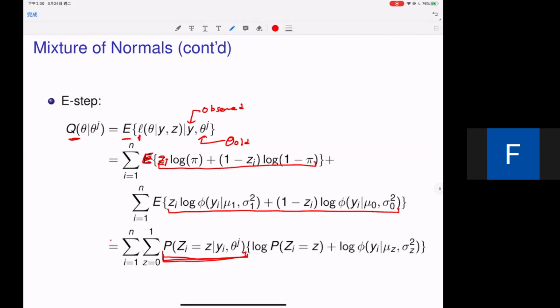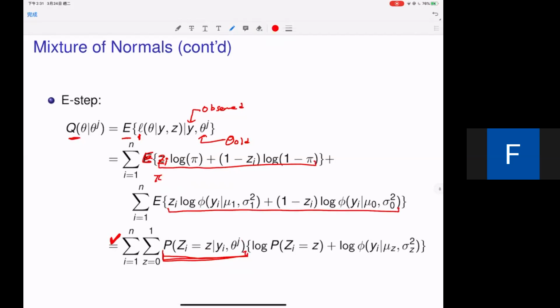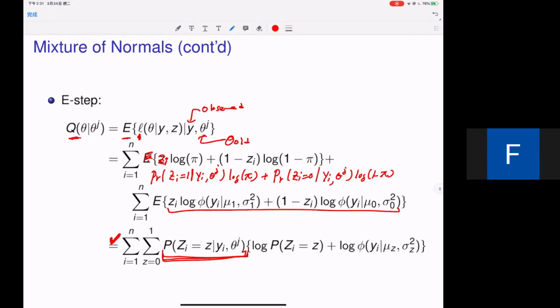From here to this equation, I just save space because you can definitely write it out. You could write here the probability of zi equals 1 given yi, theta j, times log pi, plus the probability of zi is 0 given yi, theta j, times log 1 minus pi. You could definitely do that, and eventually you'll figure out I can combine these two together into the expression right here. I'm just trying to summarize it in an easy way.